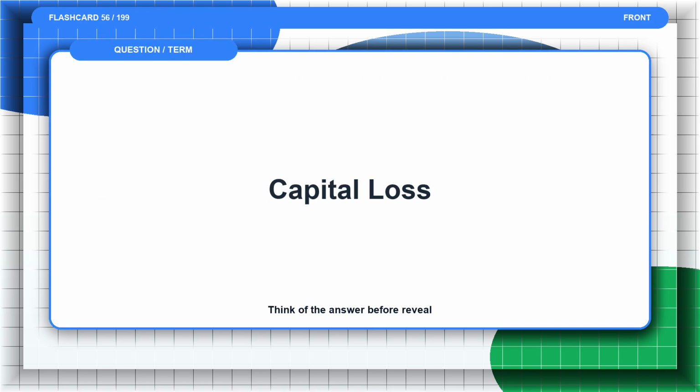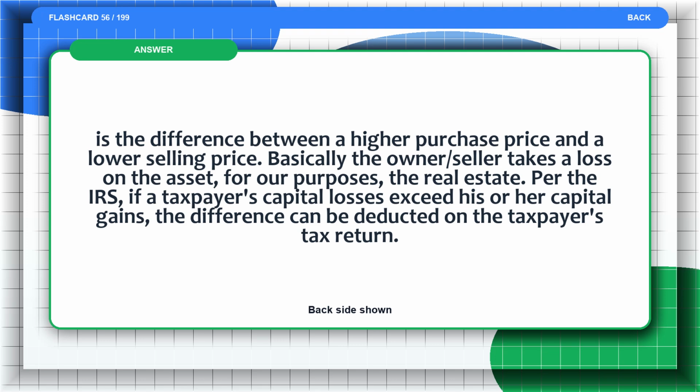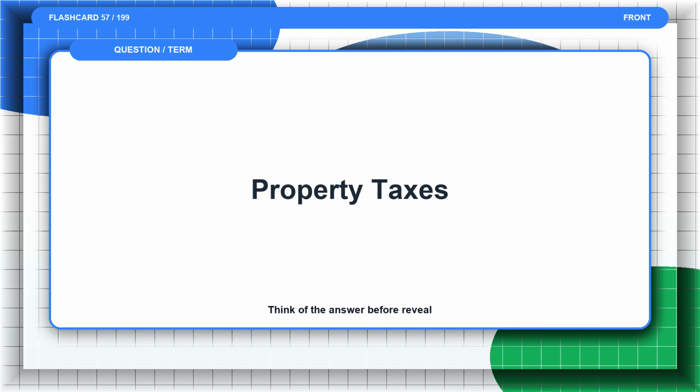Flashcard 56. Capital loss. Pause and think of the answer before the reveal. The answer is the difference between a higher purchase price and a lower selling price. Basically, the owner/seller takes a loss on the asset, for our purposes, the real estate. Per the IRS, if a taxpayer's capital losses exceed his or her capital gains, the difference can be deducted on the taxpayer's tax return.